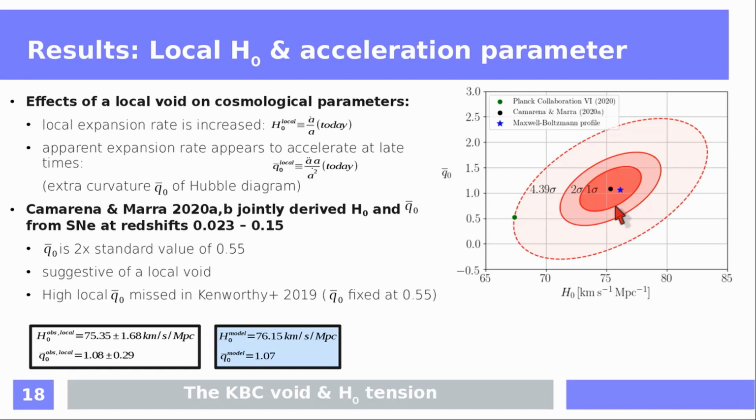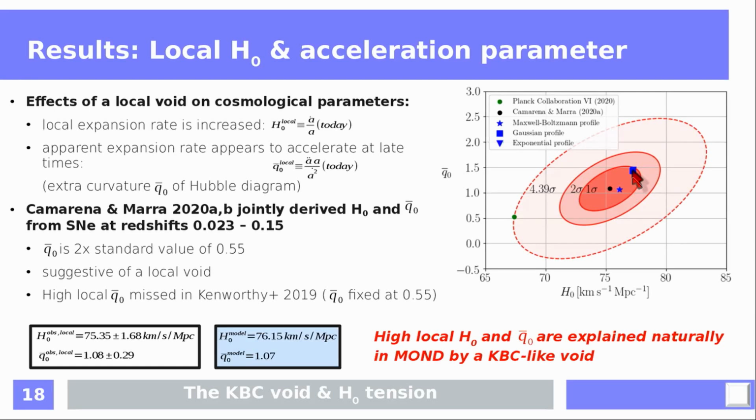Now, in order to test the robustness of these results, we also run models with a different initial density void profile, namely a Gaussian distribution and an exponential void distribution. And here we get that these profiles can explain the local observations also within the 1 sigma level. You can see it here, and both data points overlap here because they give us almost the same value. So this data point refers to the Gaussian and to the exponential profile. And therefore the high local H0 and the acceleration parameter are explained naturally in MOND by KBC-like voids.